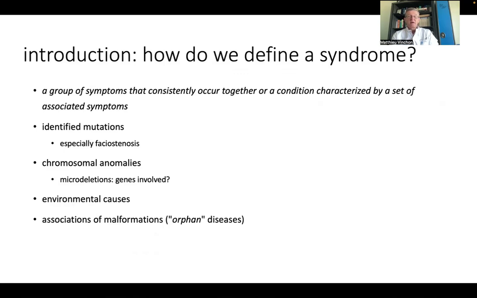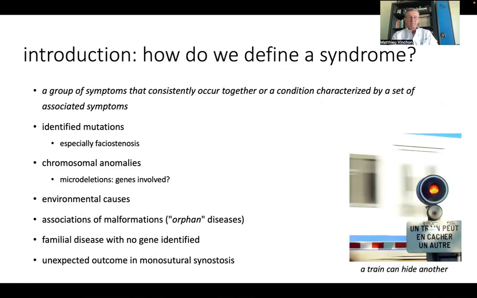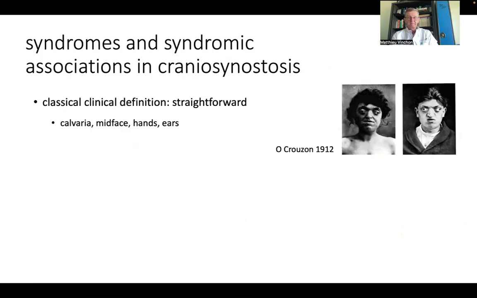And also we have some associations of malformation which are not known with a private name. So they are what we call orphan diseases. And sometimes we have familial conditions with no gene identified. So there is much room for research, as you can see. And we also have unexpected outcome of monosutural synostosis. So we have to follow these children and be aware that one thing can hide another one.